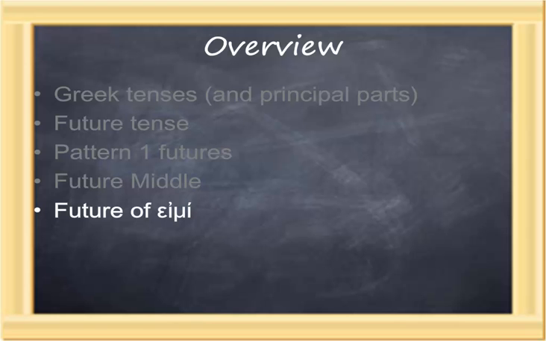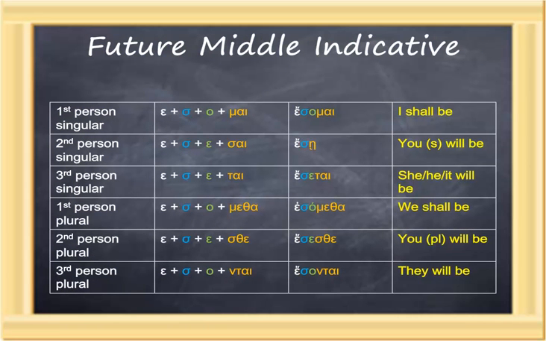Lastly, we want to note the formation of the future of eimi. Unlike the present of eimi, the future is quite regular and easy to identify. The future of eimi is a middle indicative form, but it's active in meaning, if a stative verb can be active. It consists of an epsilon plus the tense formative, sigma, plus the connecting vowel, omicron or epsilon, plus a primary middle passive ending.